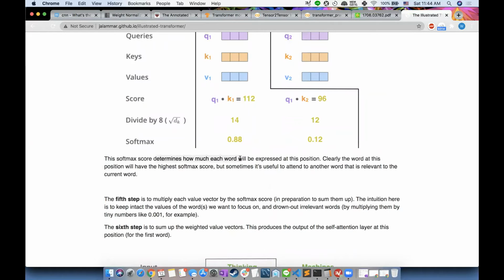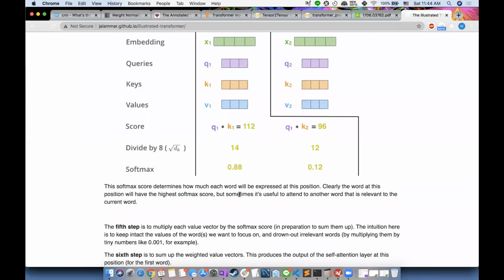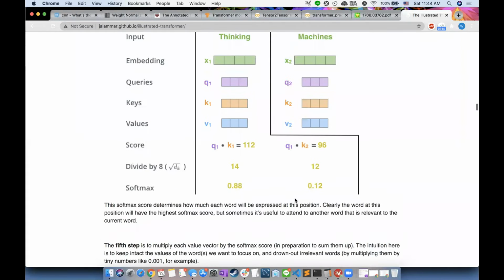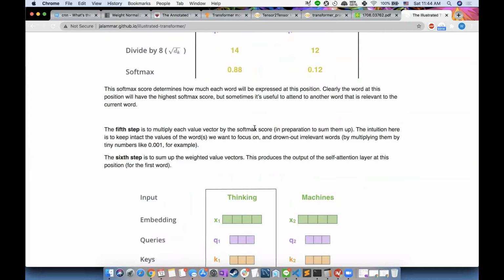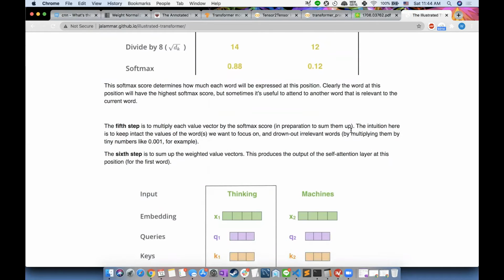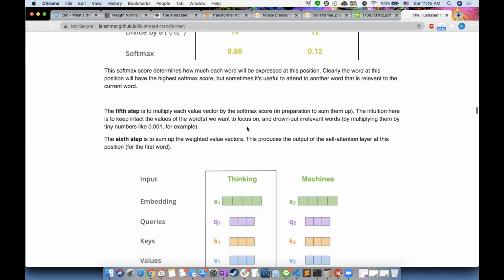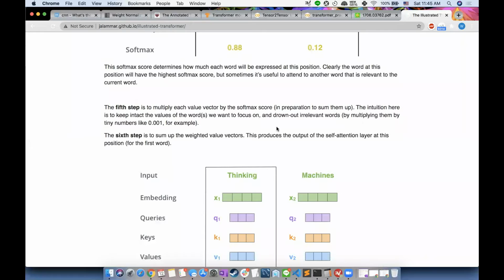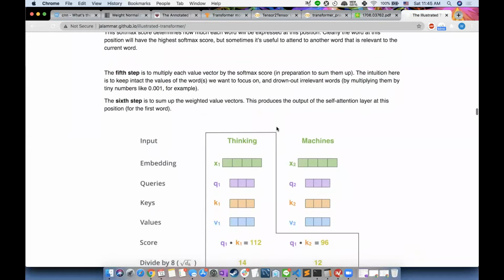The softmax score determines how much each word will be expressed at this position. Clearly, the word at this position will have the highest softmax score, but sometimes it's useful to attend to another word that is relevant to the current word. The 5th step is to multiply each value vector by the softmax score in preparation to sum them up. The intuition here is to keep intact the values of the words we want to focus on and drown out irrelevant words by multiplying them by tiny numbers like 0.001, for example. The 6th step is to sum.